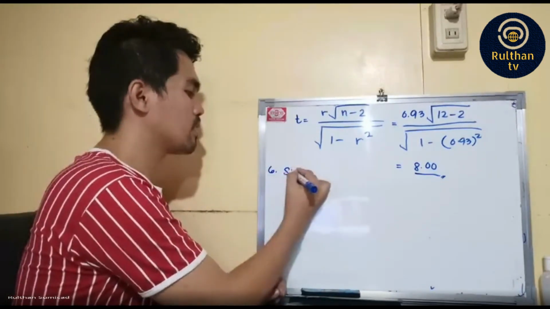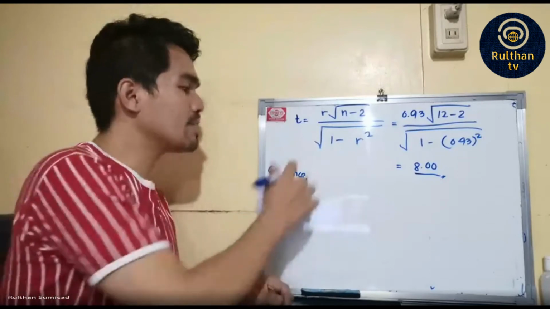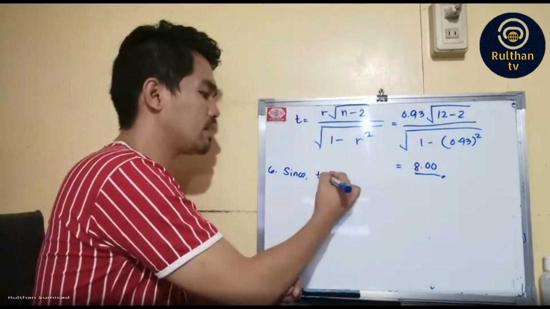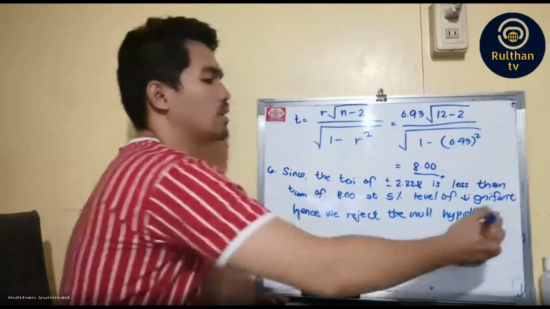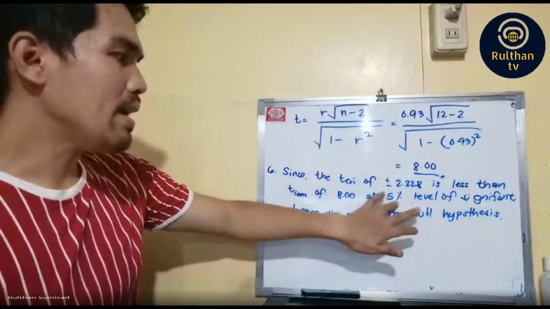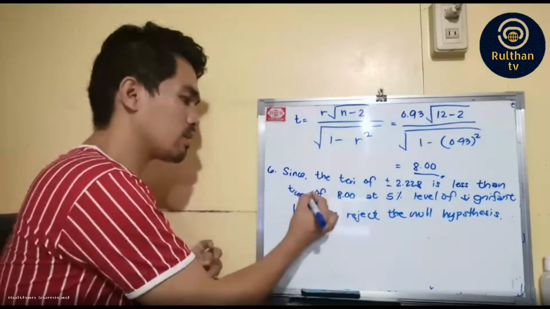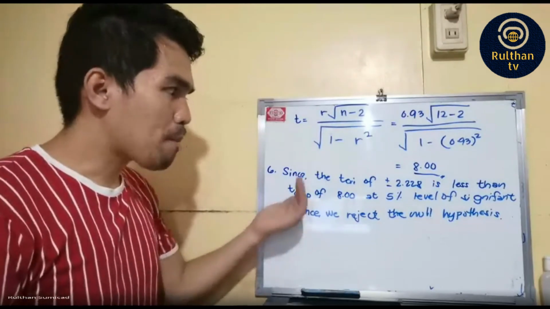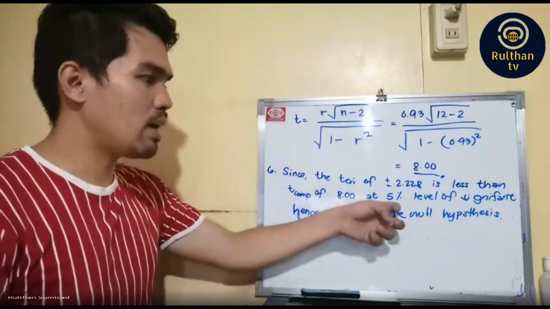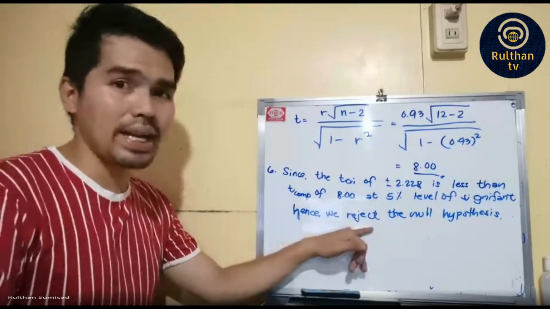Since the t critical, stating our alpha, and then we stated our critical value and the computed t, comparing that on a particular level of significance, our decision was to reject the null hypothesis.